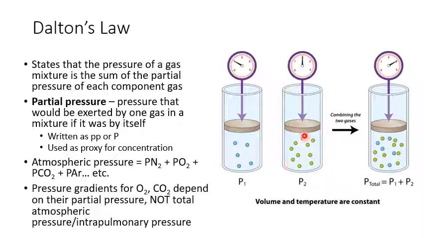For the green gas, it exerts some pressure when it's by itself. When you put it in a mixture, it's still exerting the same amount of pressure. So if each of these gases is exerting a certain pressure on its container, and then you combine them together in the same volume of space, their pressures are going to add together to make the total pressure of gas in that container.